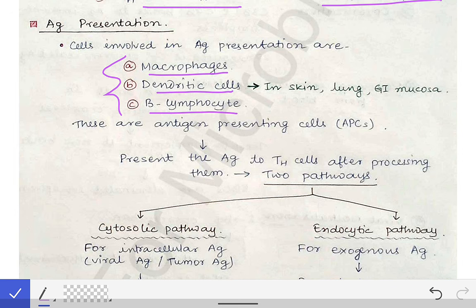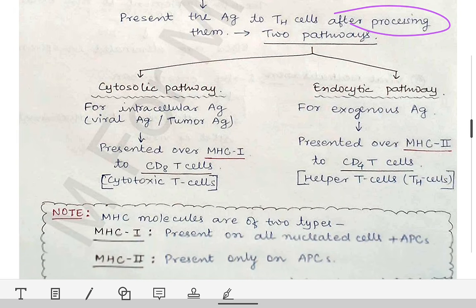Now, how are they going to present? They engulf the antigens into themselves, and then they process the antigens. What happens after processing? Due to processing, the antigen is broken down into multiple smaller antigenic fragments, and those fragments are loaded onto different types of MHC molecules on the cell membrane of those antigen presenting cells, and then that antigen fragment is presented to the helper T cell. There are two pathways of presentation of the antigens or antigenic fragments: the cytosolic pathway and the endocytic pathway.